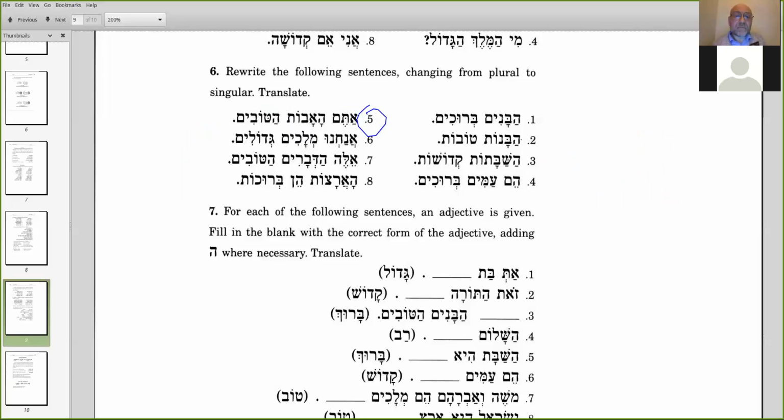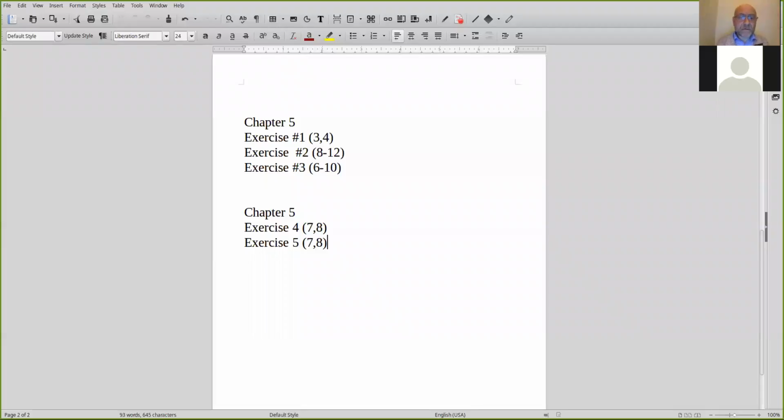So, I think this would be a good one for you guys to work on. 6, 7, and 8. That is exercise number 6. 6 through 8. So, let's throw that on there. That's exercise number 6, 6 through 8. Okay, all right, good.